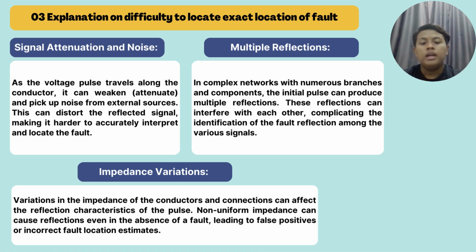And lastly, impedance variation. Variation in impedance of the conductors and connections can affect the reflection characteristics of the pulse. Non-uniform impedance can cause reflection even in the absence of a fault. This will lead to false positives or incorrect fault location estimates.